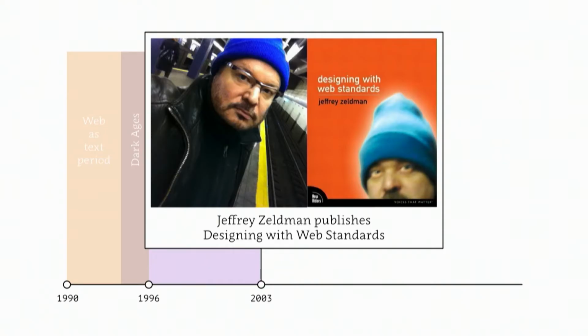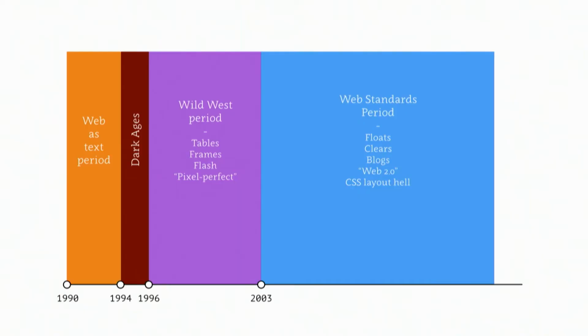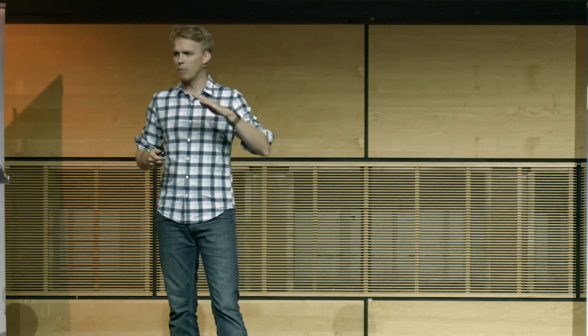So Jeffrey Zeldman was like, oh, no. This is not OK. We need to formalize and standardize this. So he published a book called Designing with Web Standards. This was back in 2003. And that heralded in the period we kind of live in today, which is the web standards period, where we all write the same code, and we all try to make everything consistent, and the browsers should treat things consistently.